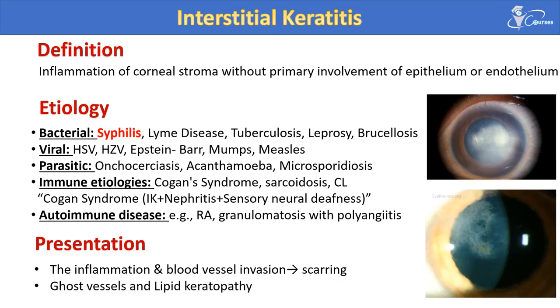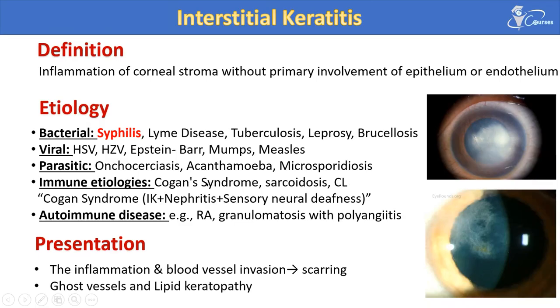Okay, so what are other etiologies? Bacterial, as we mentioned, syphilis, Lyme disease, tuberculosis, leprosy, brucellosis. For the viral, it can be herpes simplex virus. We said it can cause interstitial or stromal keratitis. Herpes zoster as well, Epstein-Barr virus, mumps, measles, parasitic like onchocerciasis, acanthamoeba, and microsporidiosis. Immunological etiologies such as Cogan syndrome, sarcoidosis, and contact lens use can also lead to that.